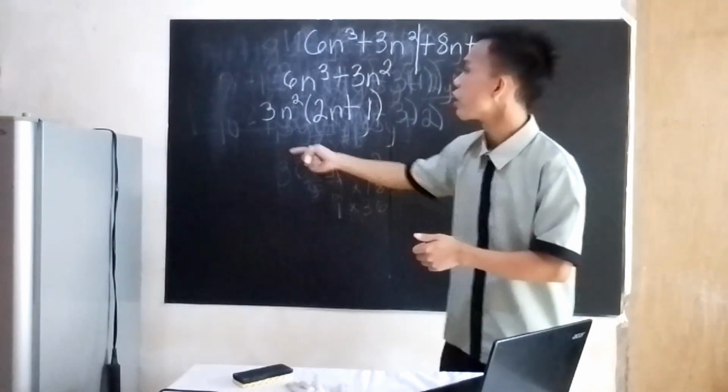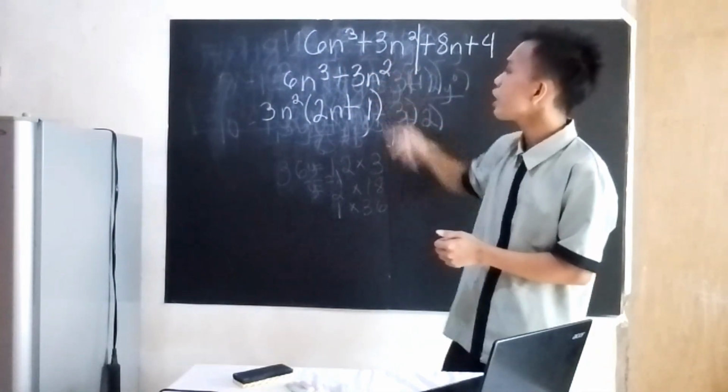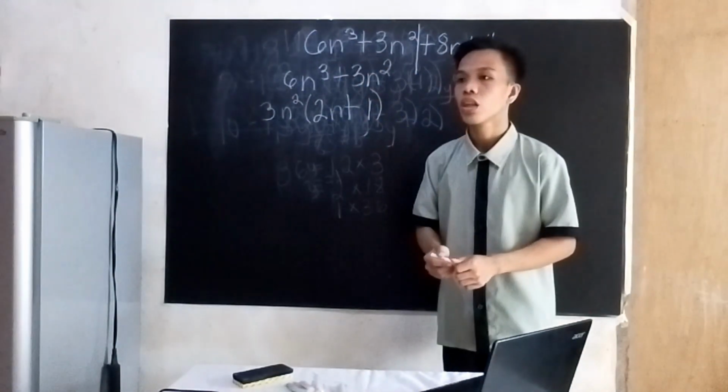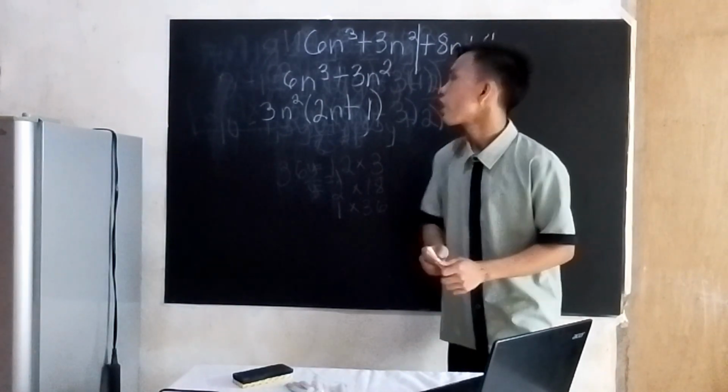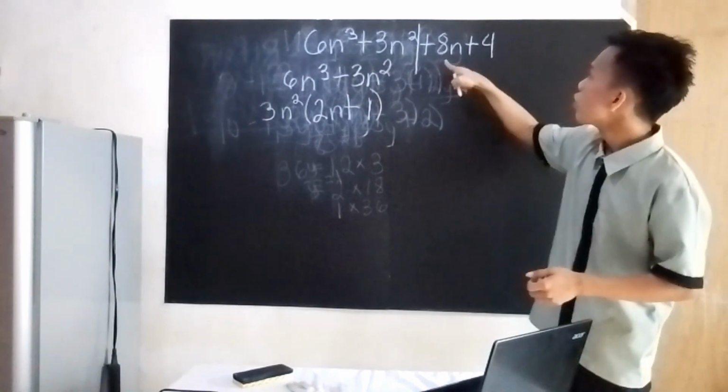So are we done in here? Finding the factors of 6n cubed plus 3n squared. Okay, so we are done. So let's move now to the right side.